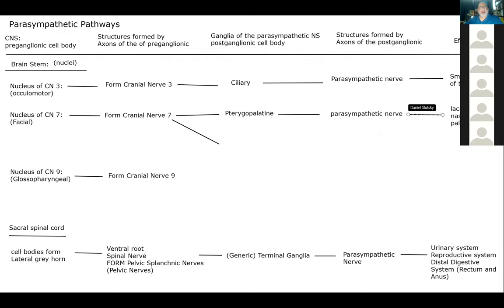Now, remember also, some of our axons from cranial nerve 7 innervate a ganglion called the submandibular. And our submandibular innervates salivary glands. We actually have three sets of salivary glands, and those three sets are innervated by two different cranial nerves. So one of those pathways is cranial nerve 7 through our submandibular, forming a parasympathetic nerve, which then goes to our salivary gland.